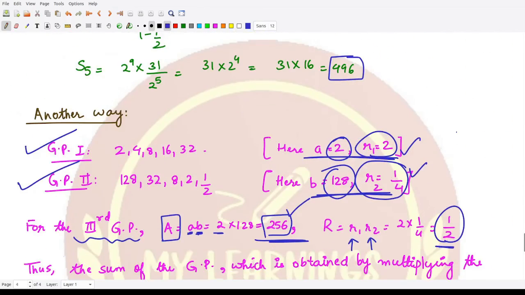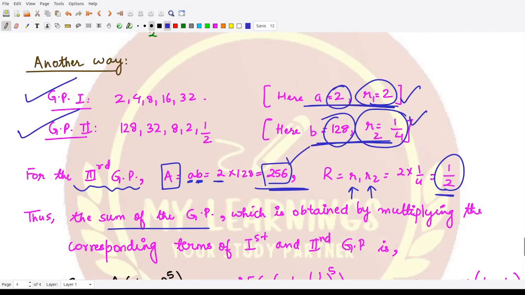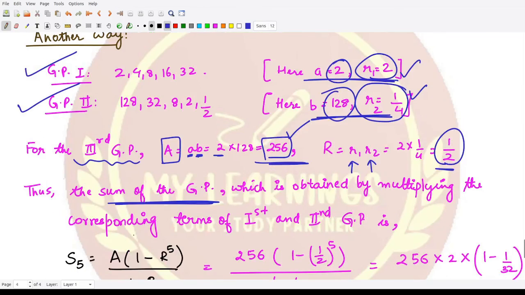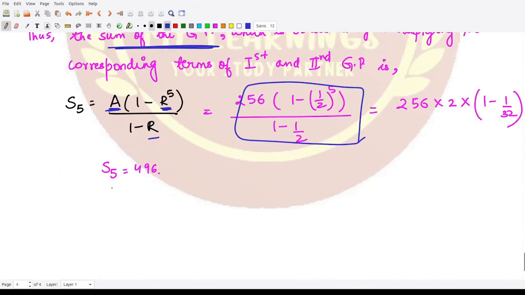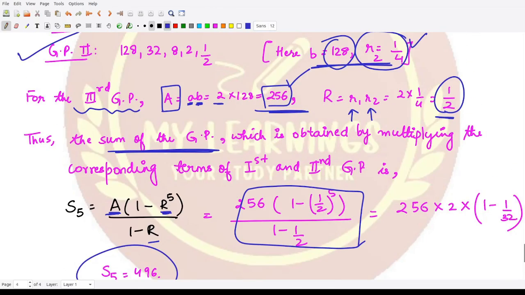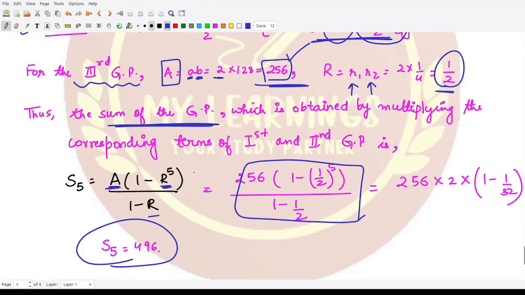So therefore, now we can directly apply the formula of the sum of the GP which is obtained by multiplying the corresponding terms of the first and second GP. So the formula would be the first term of the third GP, 1 minus the common ratio raised to power 5, divided by 1 minus the common ratio. Substituting all the values and evaluating, we have 496 as the sum of the first 5 terms of the third GP.